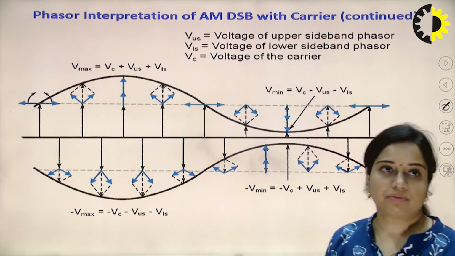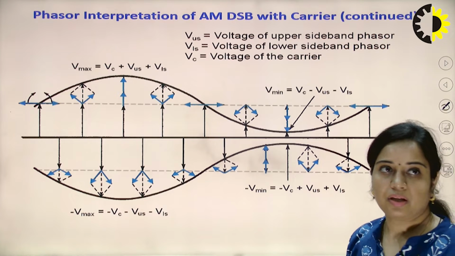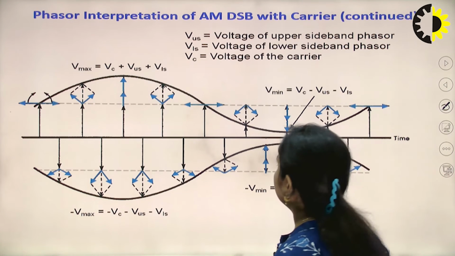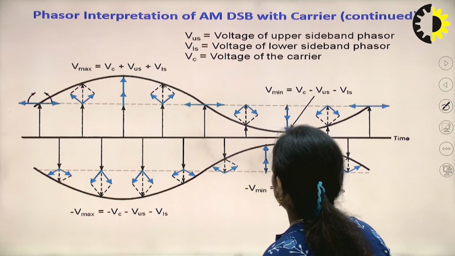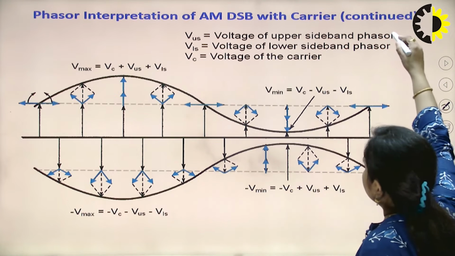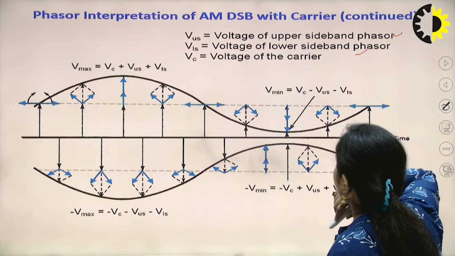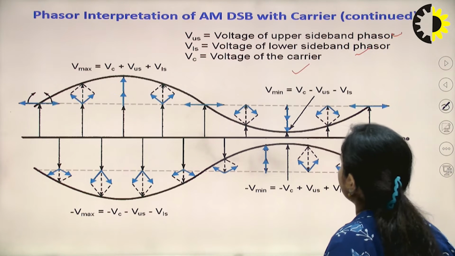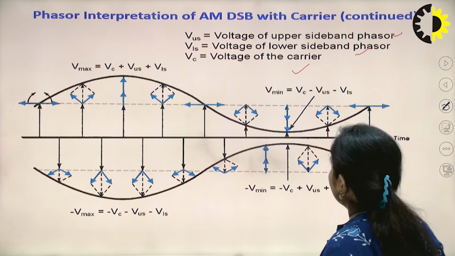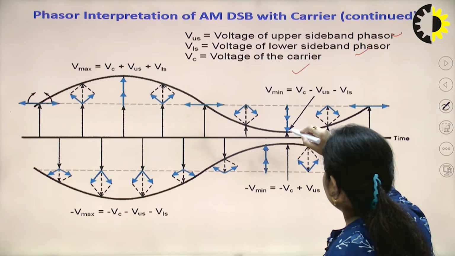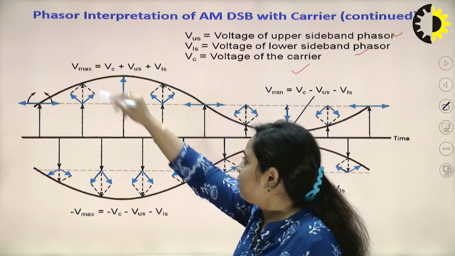Now next is phasor interpretation of AM with carrier. So V_US is the voltage of the upper sideband, V_LS is the voltage of the lower sideband, and V_C is the voltage of the carrier signal. So this is known as V minimum, this is known as V max.